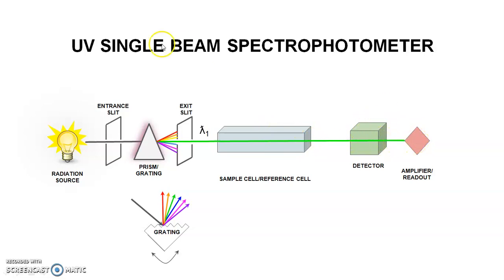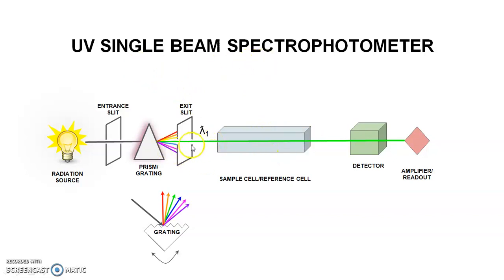So the difference between the UV single beam and the double beam is, in the single beam instrument, there is no separate option for keeping the reference cell and the sample cell. Rather, we need to remove the sample cell and replace it with the reference cell. So that is what we call a single beam instrument.